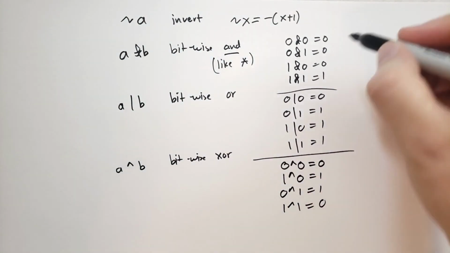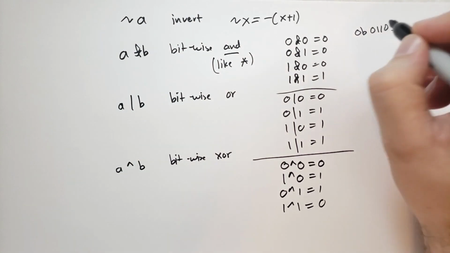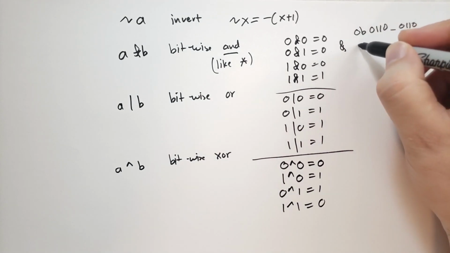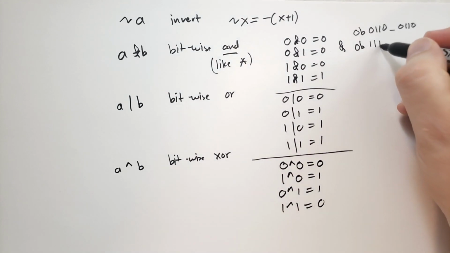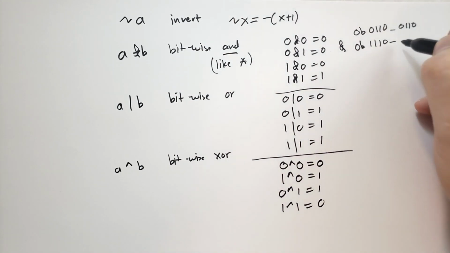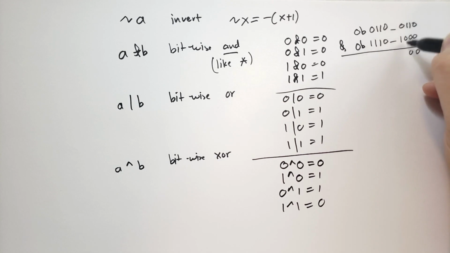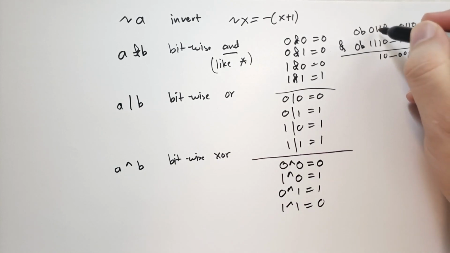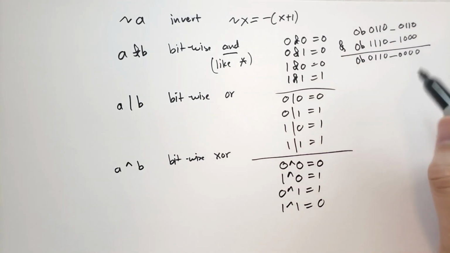These bitwise operations are performed over the entire range. Let me give an example here. We're going to have 0B0110 0110, and we're going to AND that with 0B1110 1000. Let's go through the list here. 0 and 0 is 0. 1 and 0 is 0. 1 and 0 is 0. 0 and 1 is 0. 0 and 0 is 0, but 1 and 1 is true. 1 and 1 is 1. 0 and 1 is 0. So that is what you'll get when you AND those two numbers together.